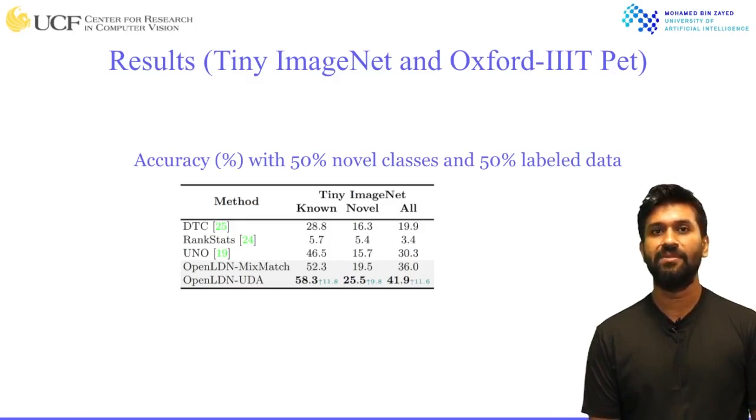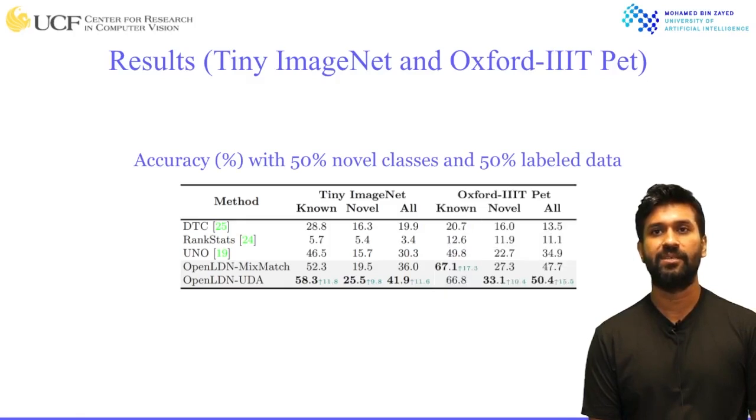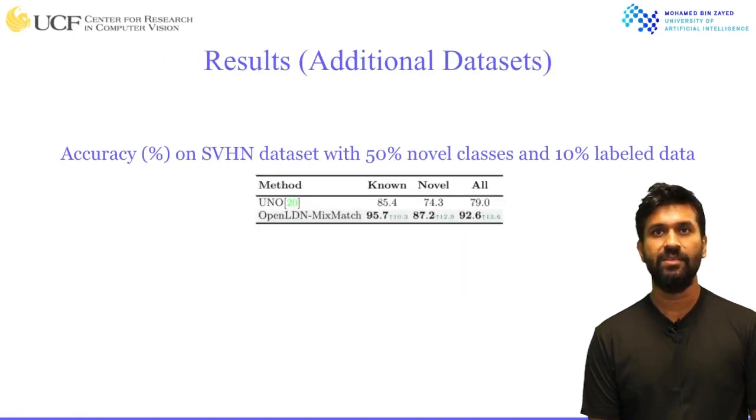And this Tiny ImageNet dataset is particularly challenging because it has more classes, that means 200, and with more classes, the clustering task always gets harder. So even on this dataset, we see that our method OpenLDN UDA outperforms the second best method UNO by more than 11%. We also run an experiment on a fine-grained dataset, that means Oxford-IIIT Pet, and we see similar improvement there as well. Here are some additional experiments on the SVHN dataset, where we are using only 10% labeled data. We see significant improvement on top of the second best method UNO here.